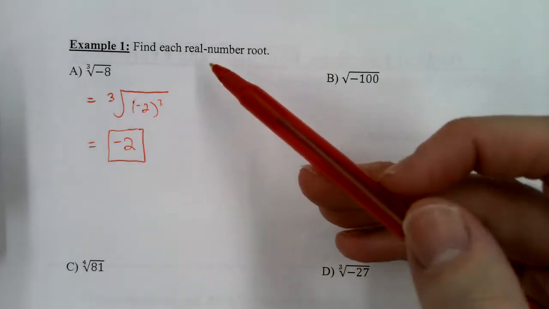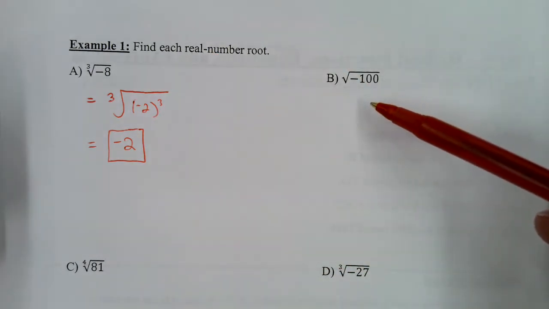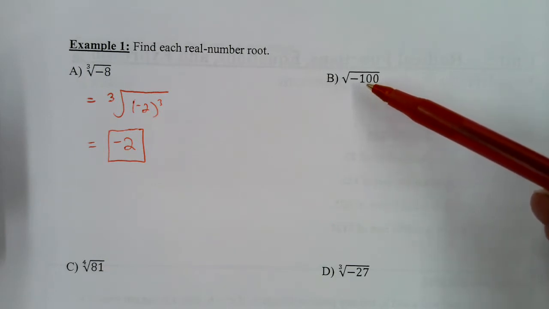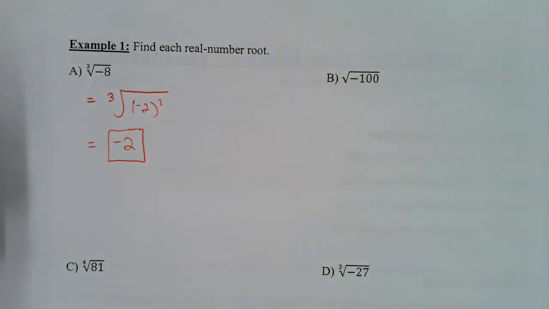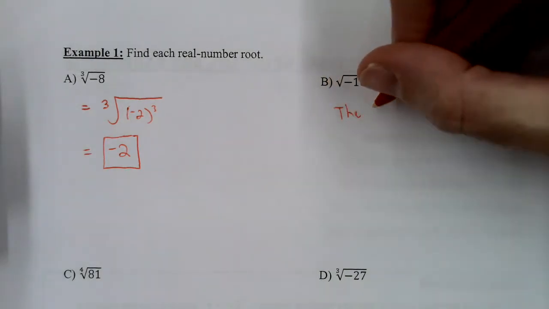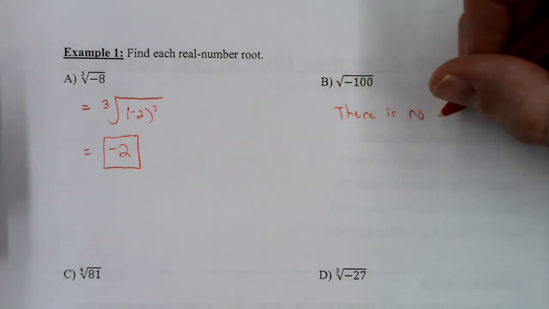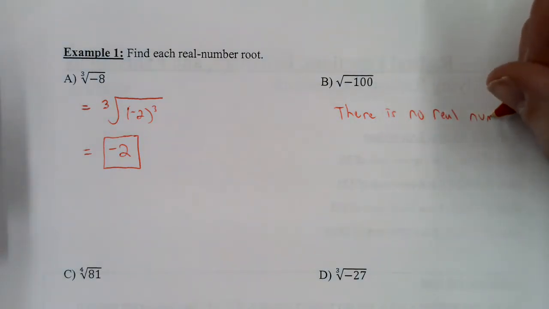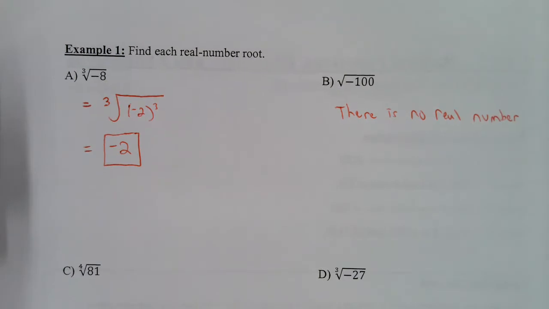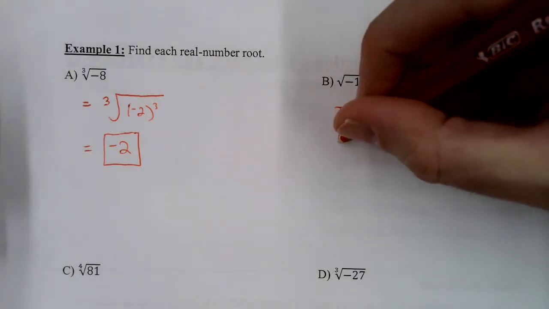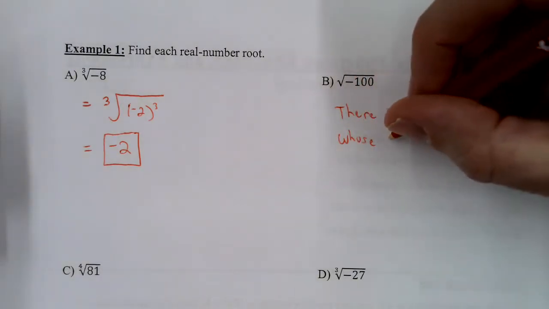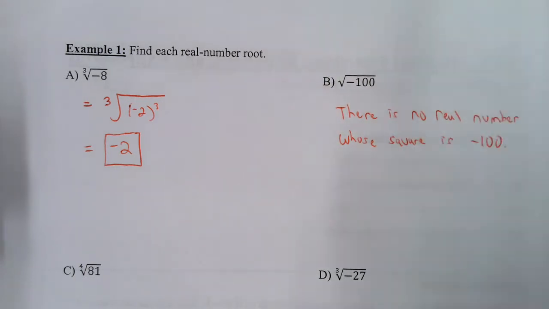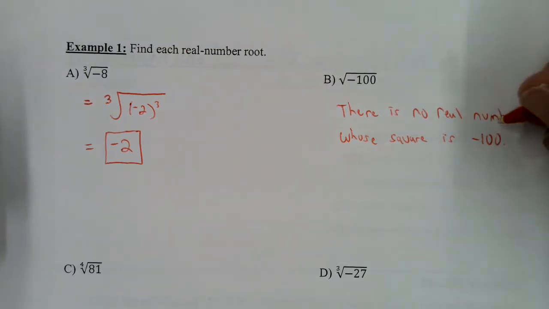Okay, this question says find each real number root. We've done imaginary numbers, so you could simplify this with imaginary numbers, but we're not doing that. We're just focusing on real number roots. So for this one, I'm going to say there is no real number whose square is -100. The question just said find each real number root, so I'm not going to do imaginary numbers right now.